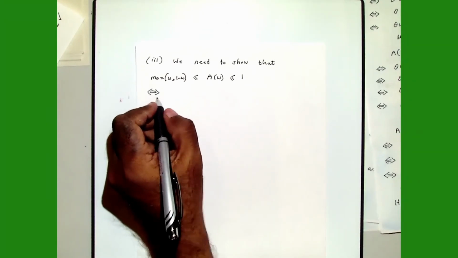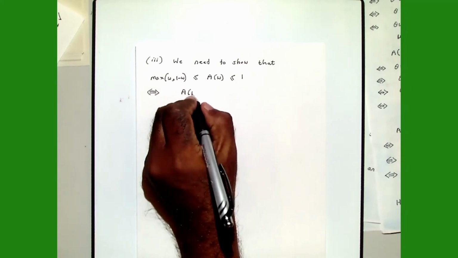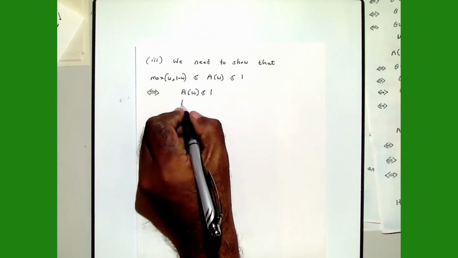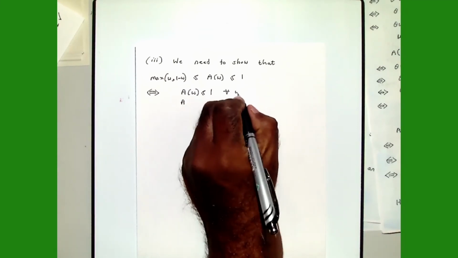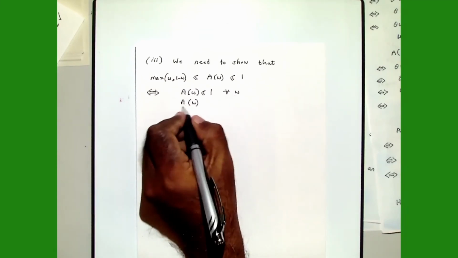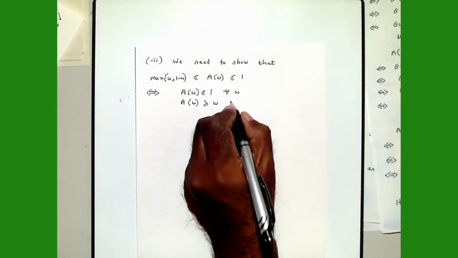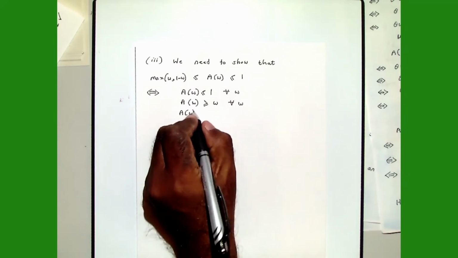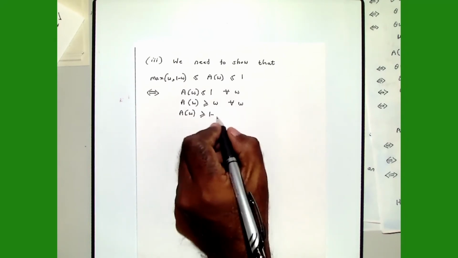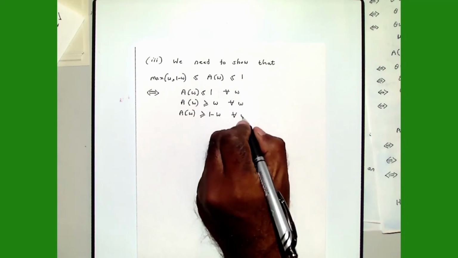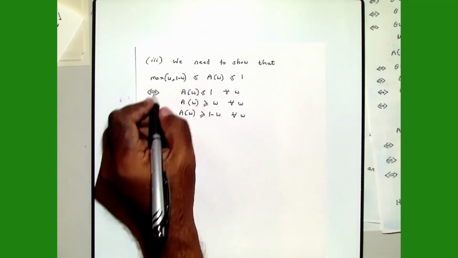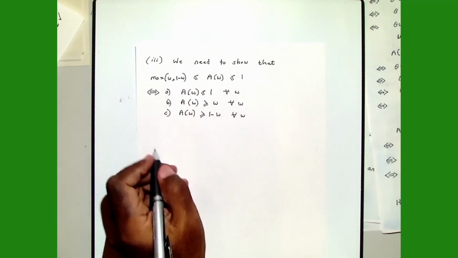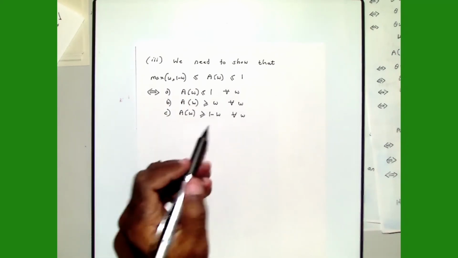The first is that A of W must be less than or equal to 1 for all W. The second is that this must be greater than or equal to W for all W. The third is that it's greater than or equal to 1 minus W for all W. Now let me call this Part A, Part B, and Part C. Now I'm going to show you each of these is true, right?